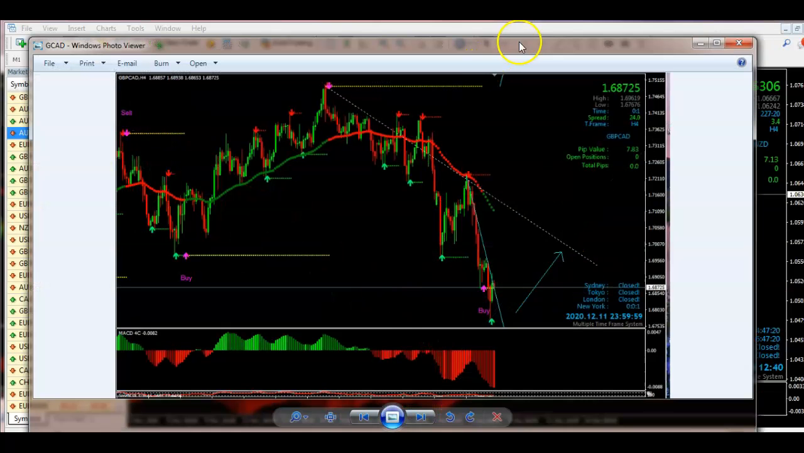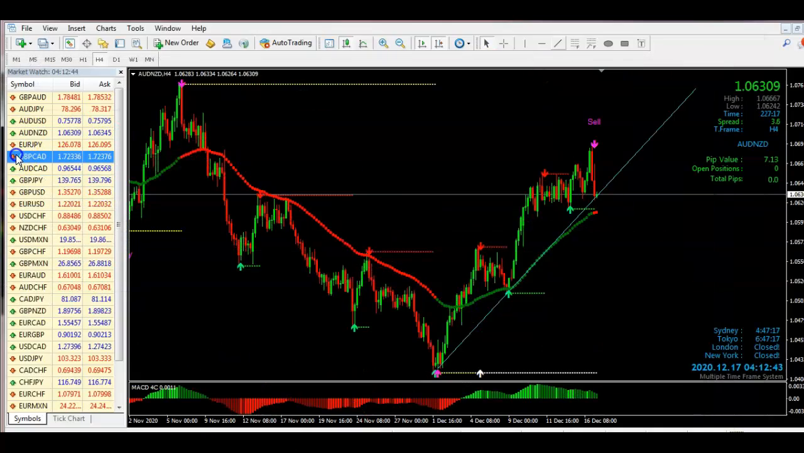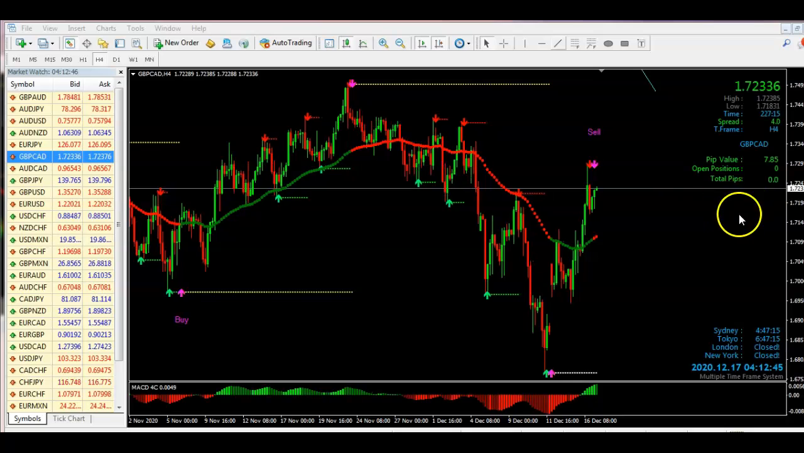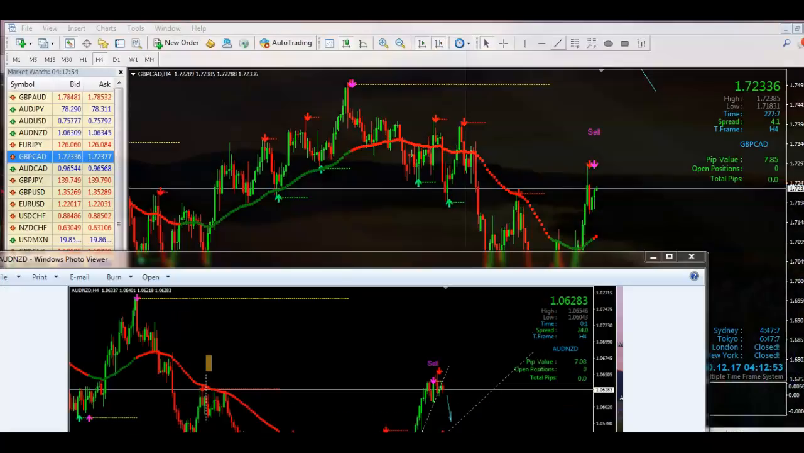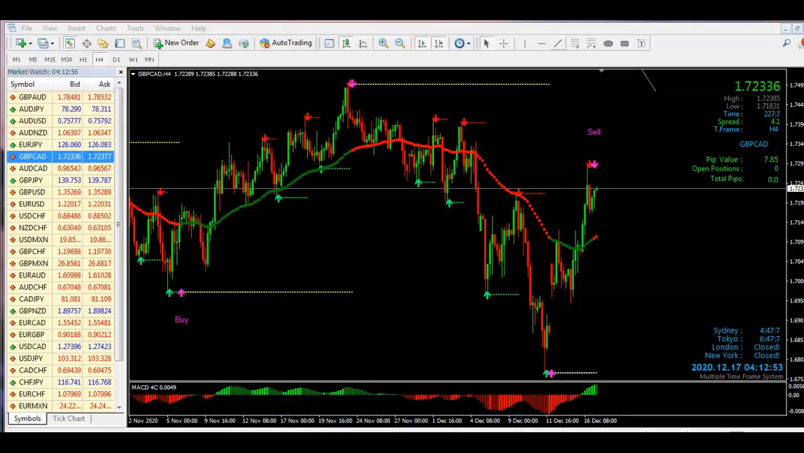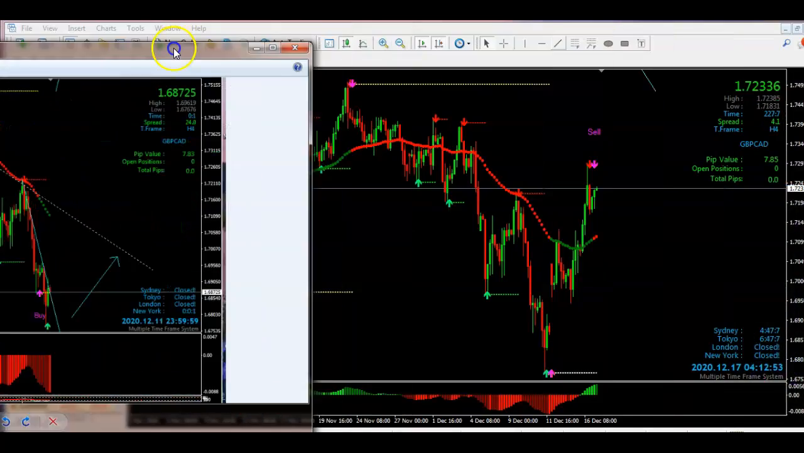GCAD. We had this move right here. This was a real good trade. GCAD. Boom. That was a real good trade on that one. Let me get the picture again. I got a bunch of pictures open. Let me get rid of them. Hold on. GCAD. Let's compare that.